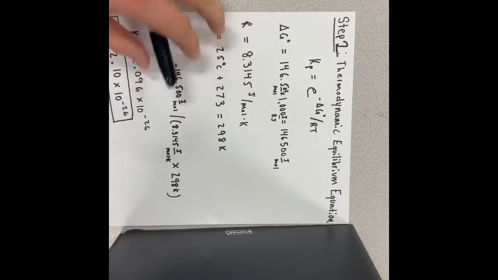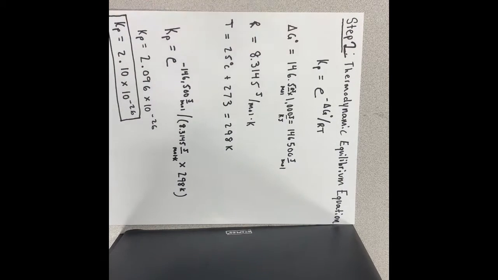After that, similarly to the last one, all we have to do is convert to joules and Kelvin, simply plug it in, and we obtain an answer of 2.10 times 10 to the negative 26, which this answer may differ plus or minus 0.01 because of the R value we used. However, it's not significant at all.